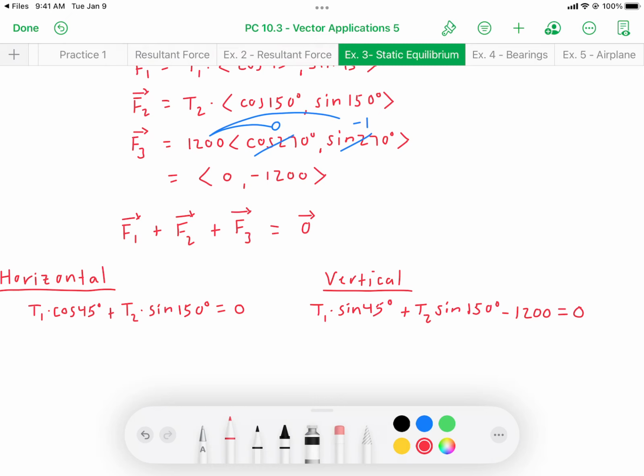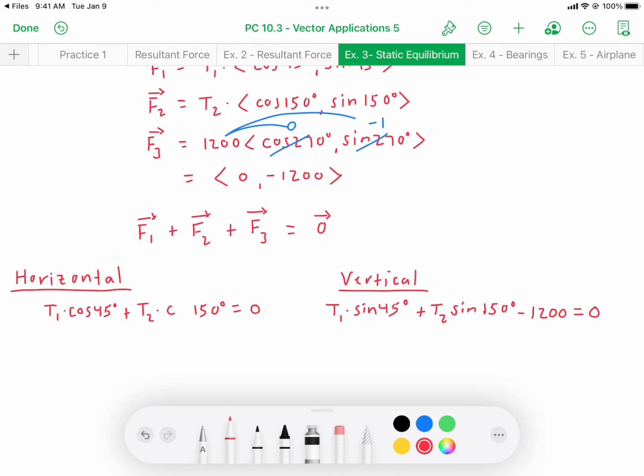Did I write sine? Yeah, sorry. Thank you. That look better?